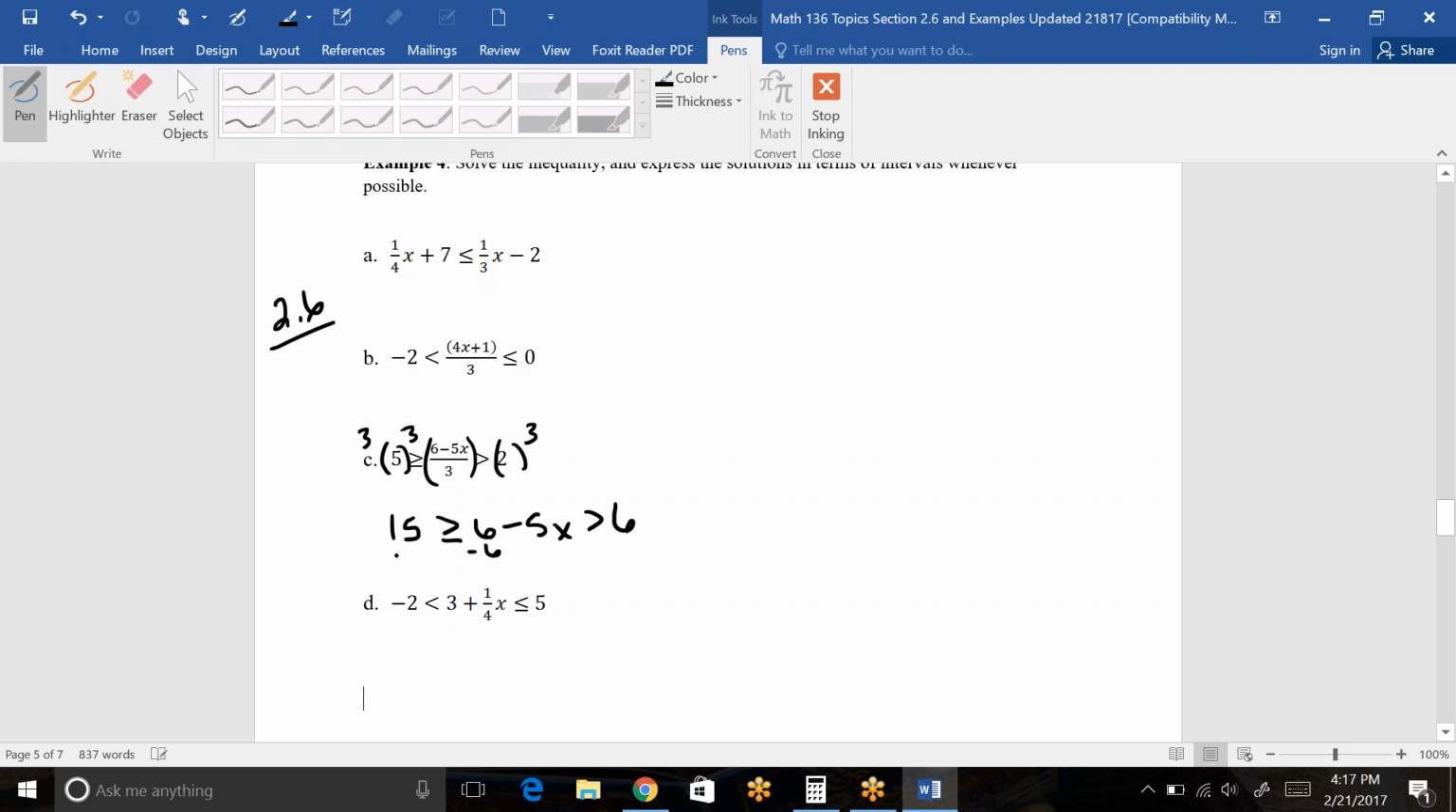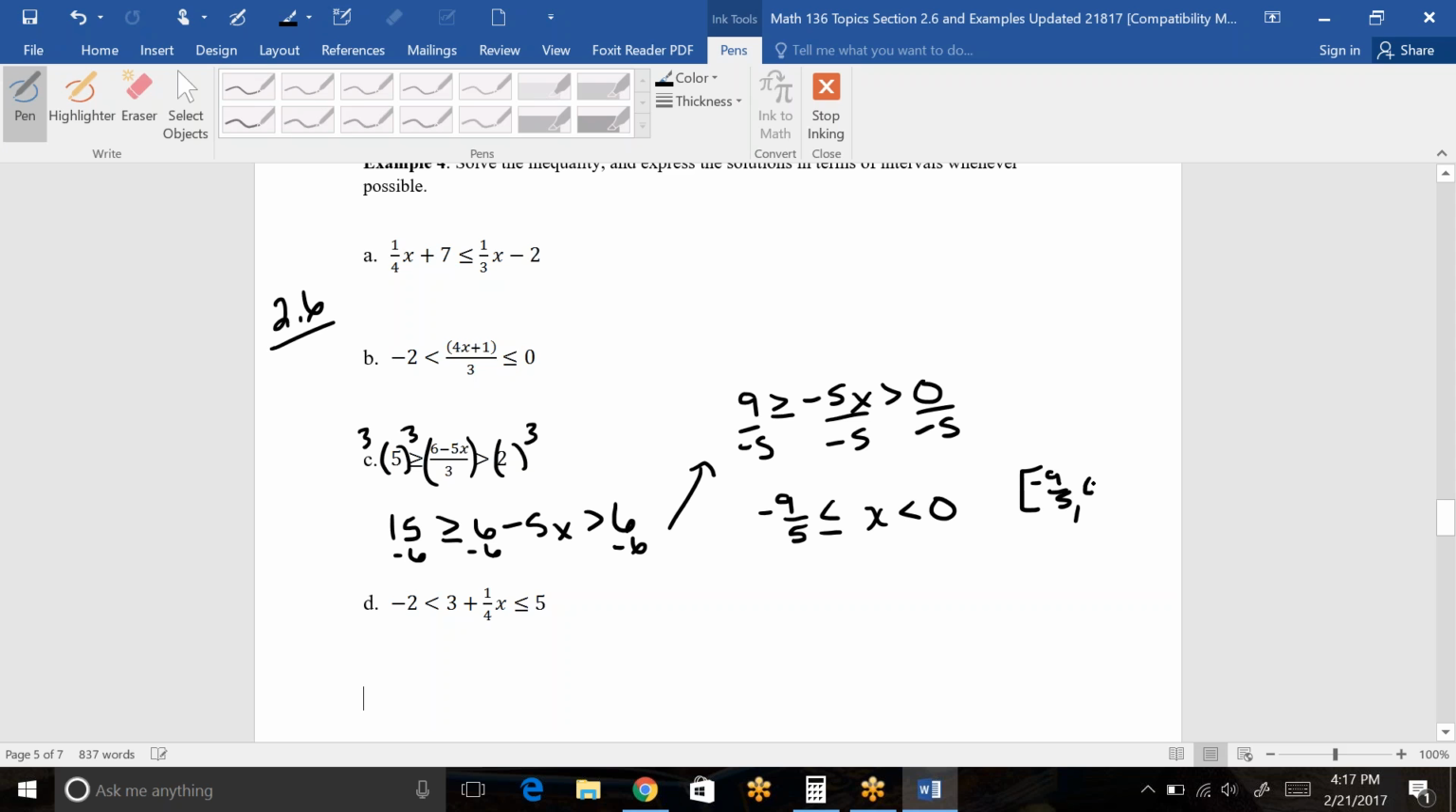We're going to subtract 6 from all three sides since this is a string or compound inequality. That gives us 9 is greater than or equal to negative 5x, which is greater than 0, because 6 minus 6. We need to divide everything by negative 5. And because we're dividing by a negative, that's going to flip these inequalities. So I get negative 9/5, we'll leave that as a fraction. It's now less than or equal to x, which is less than 0. So in interval notation, this would be negative 9/5 with a bracket up to 0 with a parentheses.